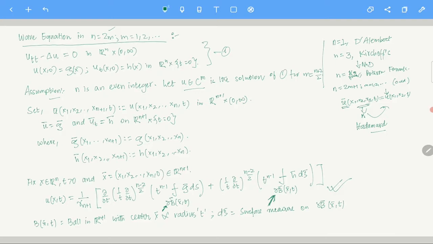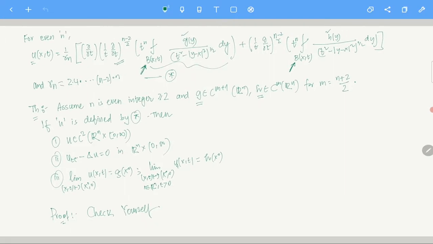The solution in the odd and the even cases. In the odd case, g bar and h bar, which are the initial data, you need to know what the initial data does on the boundary. It does not depend on what it is doing in the interior, just on the boundary. But in even dimension, the formula says that you need to know what it does in the interior also. This is called the Huygens principle.